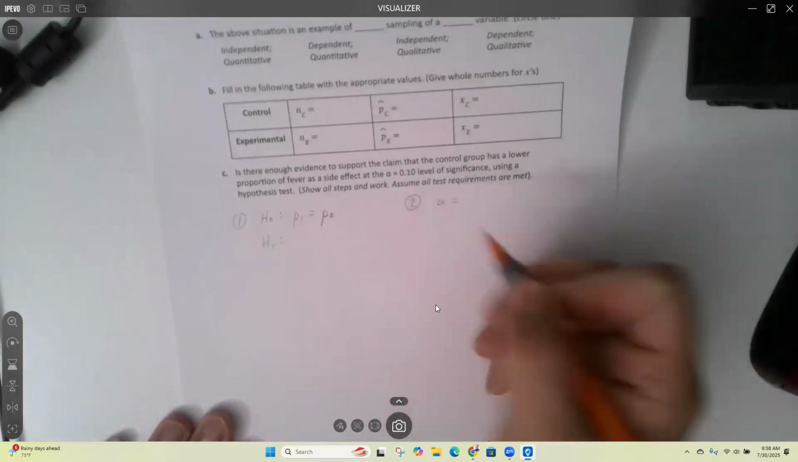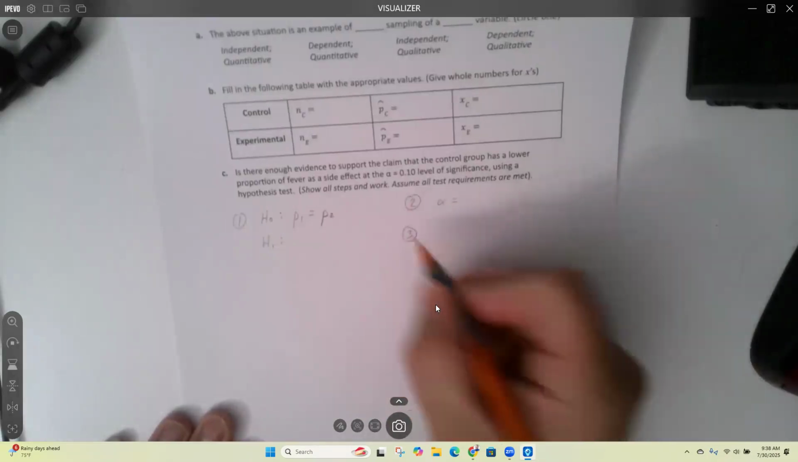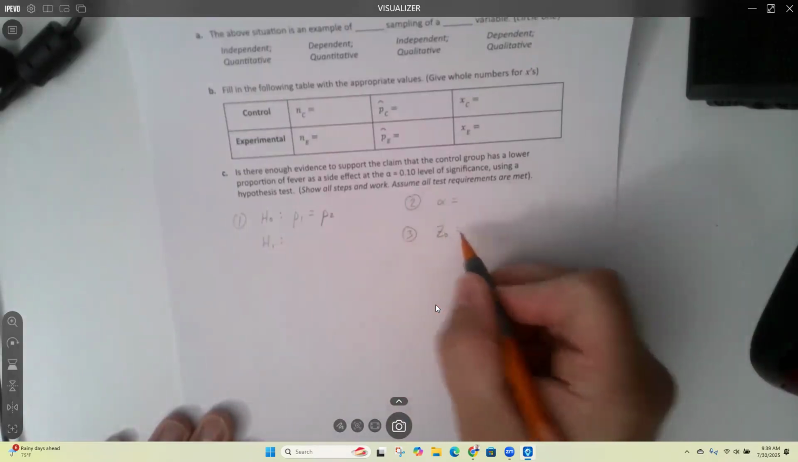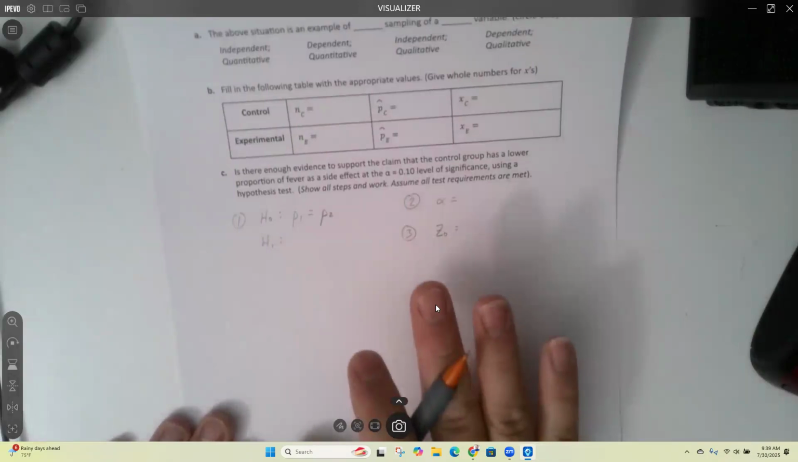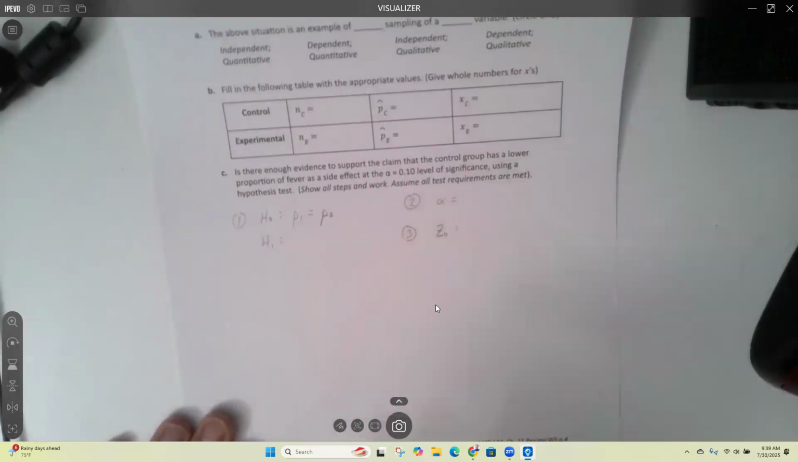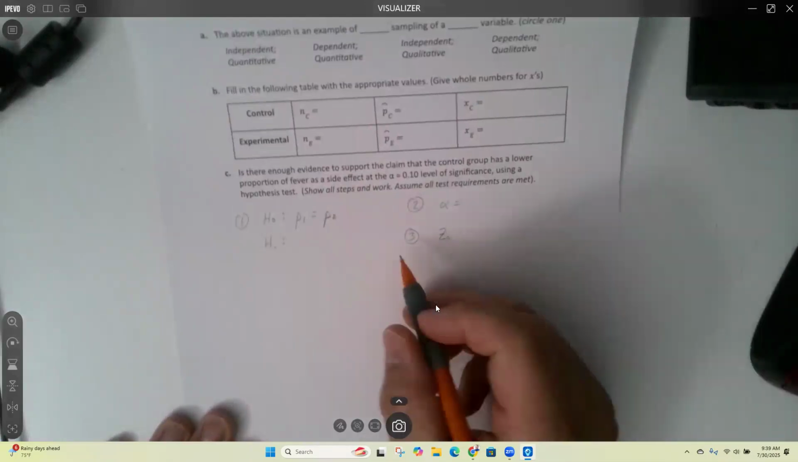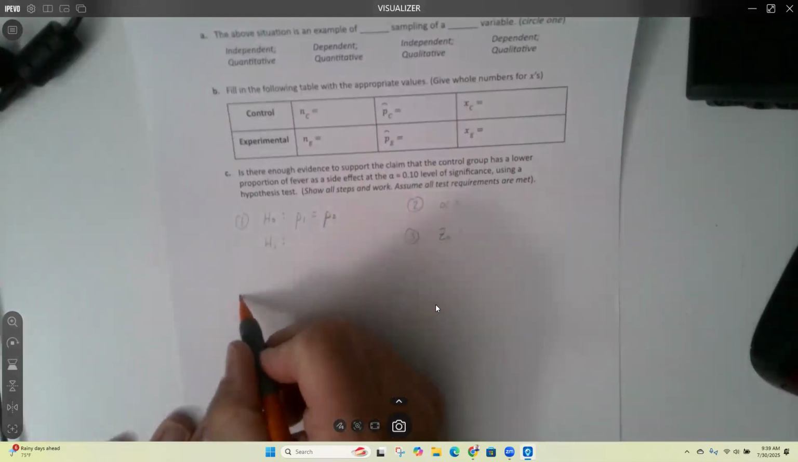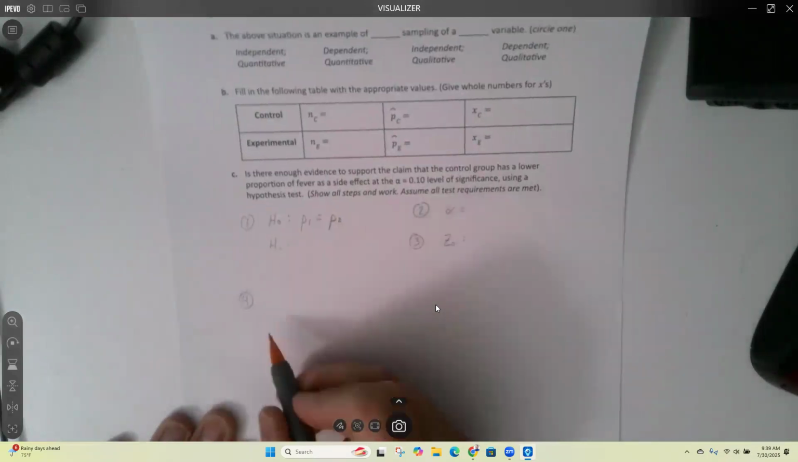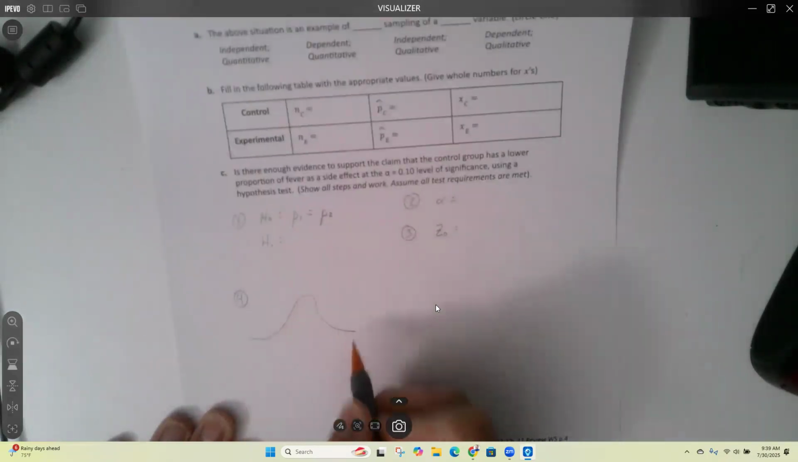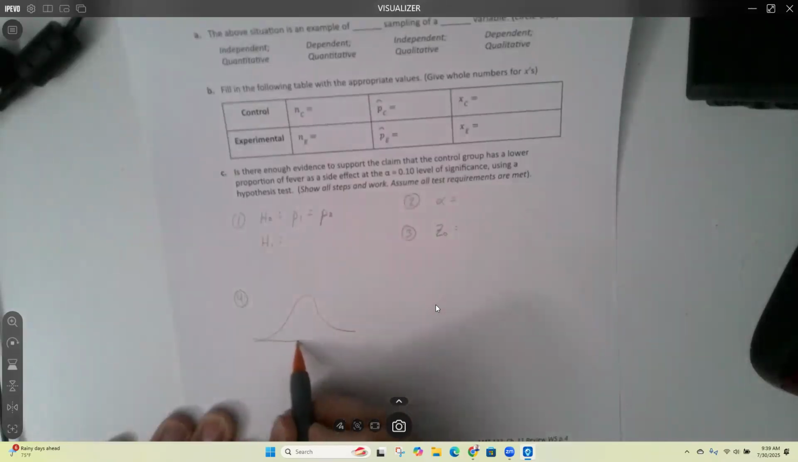Then here you write out what your alpha is and what your z value is. When we have two populations, you don't need to show your work or include the formula here. If there's one population, I would like to see the formula. Chapter 11 is all about comparing two different populations.